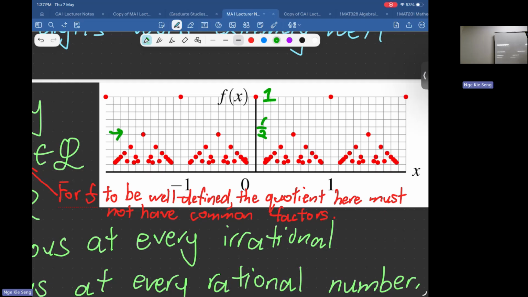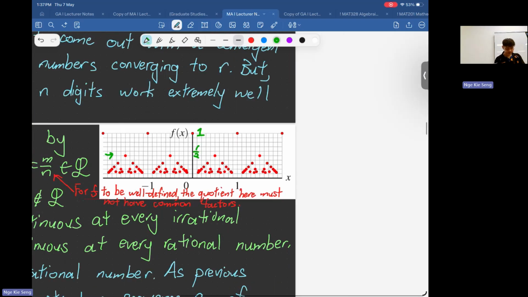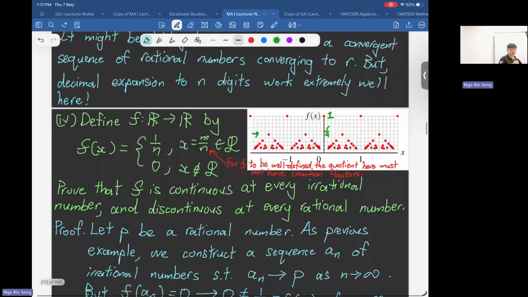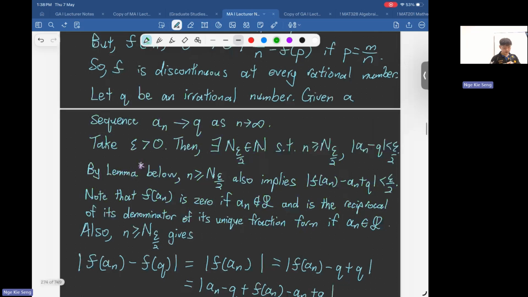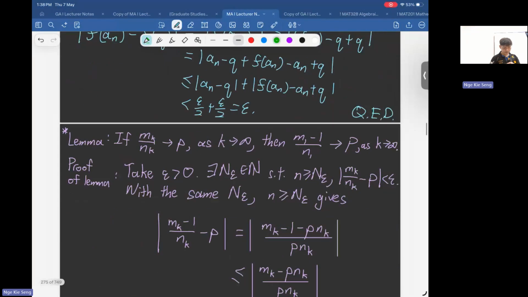So this function, what do you think? Where is it continuous? You can show that it's actually continuous at every irrational number, but discontinuous at every rational. Do you have an idea why it is easier in the irrational case? Because in the irrational case, you will just always get 0. You can try and show this. I think these are the exotic examples.